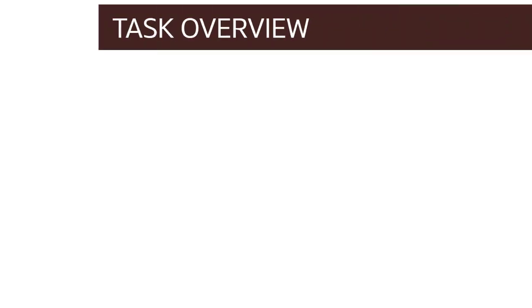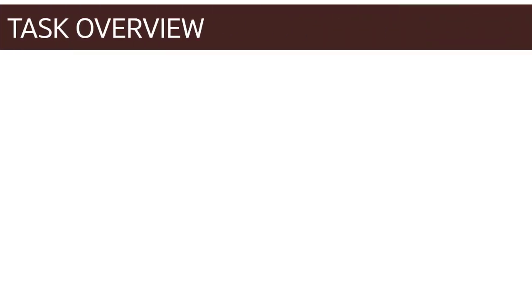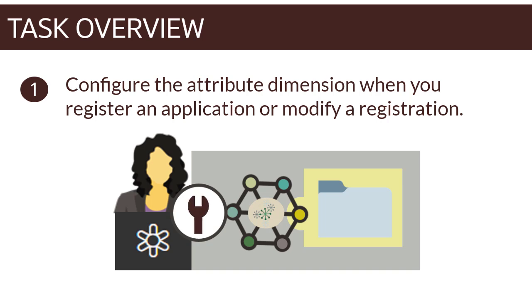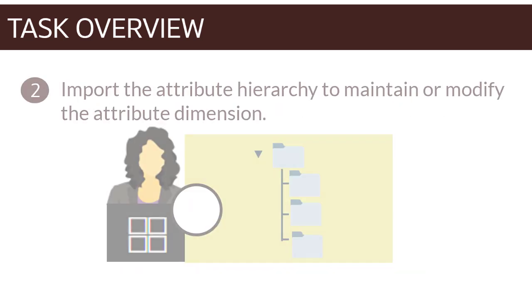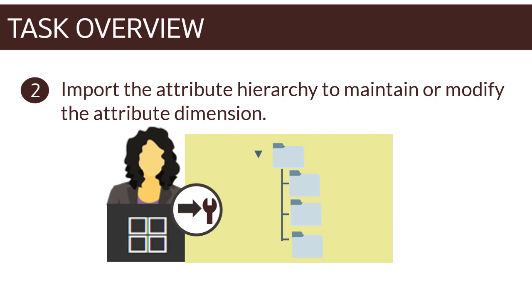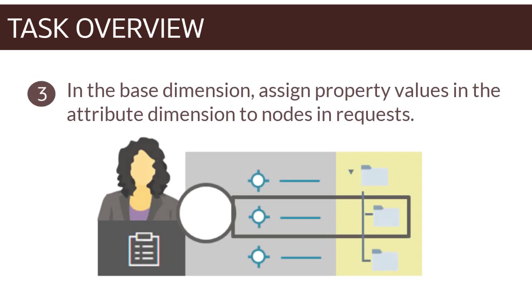You will perform these basic tasks to use attribute dimensions. Configure the attribute dimension when you register a new application or by modifying an existing registration to add dimensions. In the dedicated viewpoint that's created for attribute dimension management style, import the attribute hierarchy to maintain or modify the attribute dimension, adding nodes as necessary to define the required structure. In the base dimension associated with the attribute dimension, assign property values in the attribute dimension to nodes in requests.